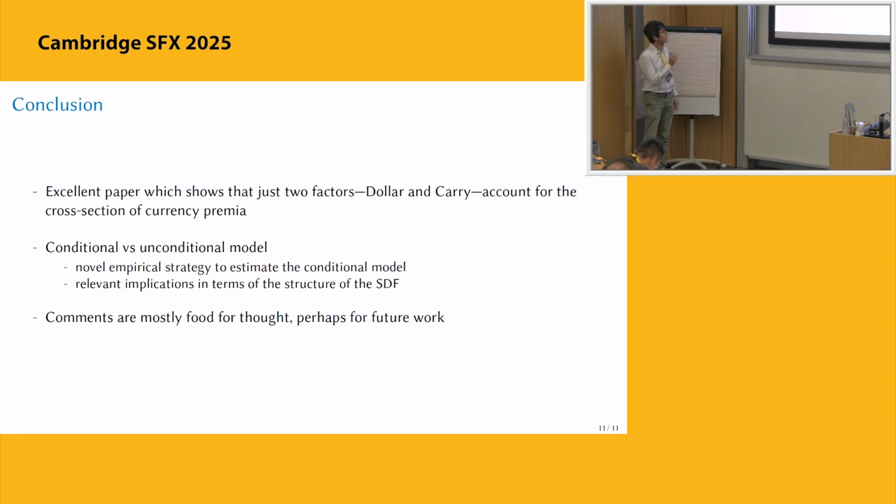So to conclude, excellent paper, which shows that two factors, dollar and carry, account for the cross-section of currency premia. The key is this conditional versus unconditional model, the double empirical strategy to estimate the conditional model, and I think that the results carry important implications in terms of how to design the SDF. My comments are mostly food for thought, perhaps for future work.